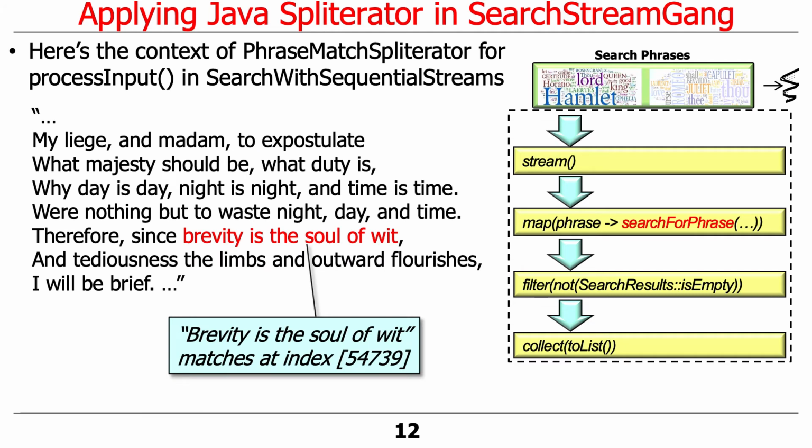Here's what we're trying to do. We are going to search through the input string, and anywhere we find a match for the phrase, we're going to create a search result, which will be put into the stream of search results. So if we were looking for the phrase, brevity is the soul of wit, and we gave it the Hamlet text, it would match at that index into Hamlet.